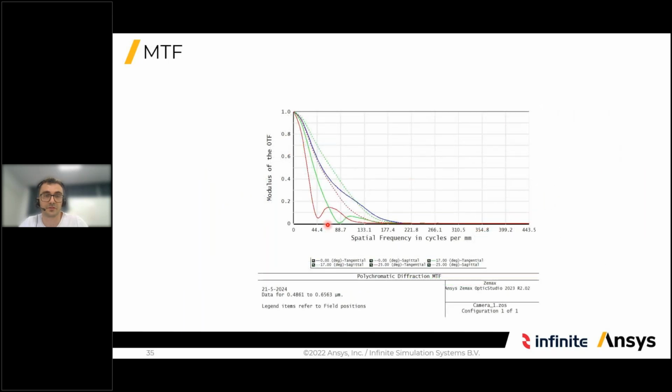So let's check the MTF at 50 cycles per millimeter. Some of them are close to it. One is even above it, but these two are still way too low.